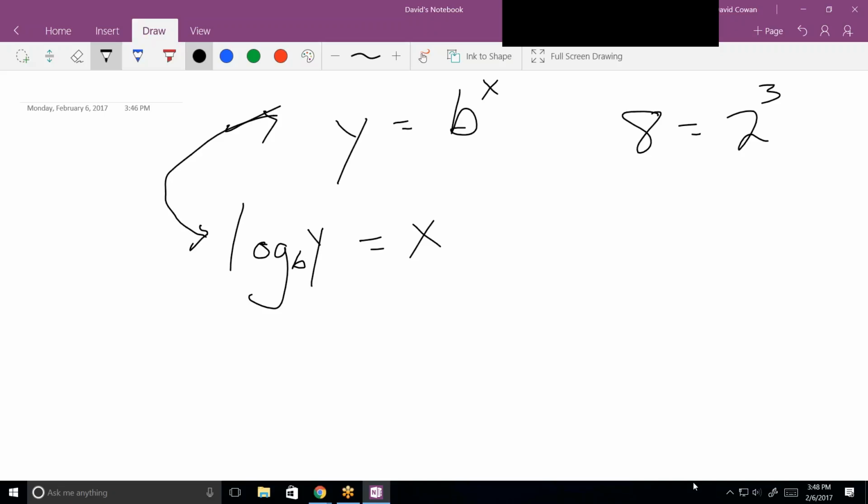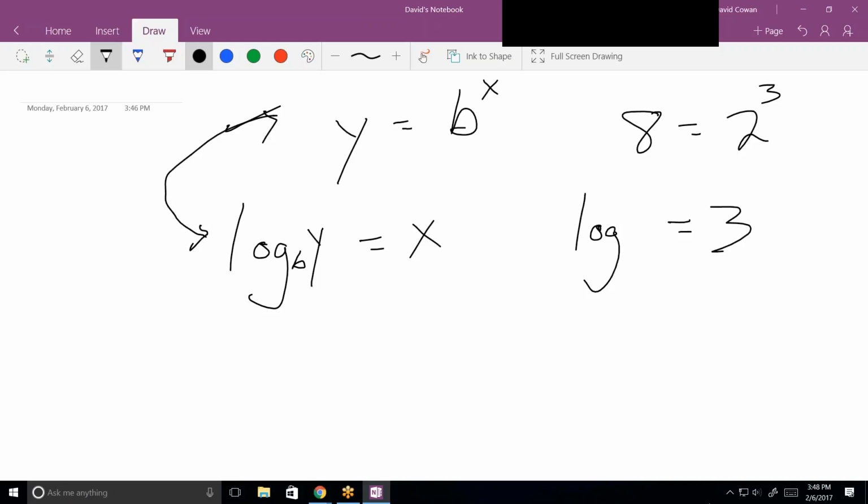If I wanted to write this expression over on the right, 8 equals 2 to the third, in logarithmic form, how would I do it? What is it? I have no clue. Well, what's the first rule of logs? Logs are what? Exponents. So it's got to be the log of something equals 3, right? Because 3 is the exponent.